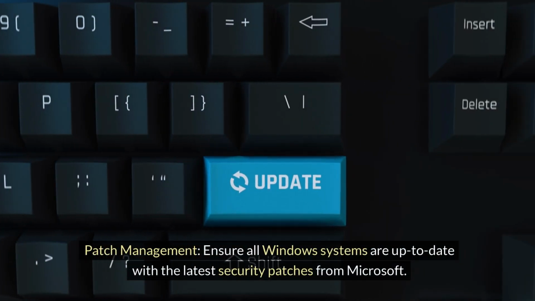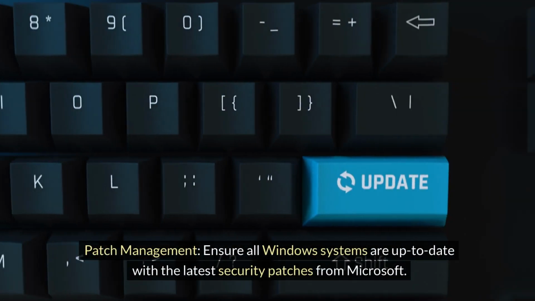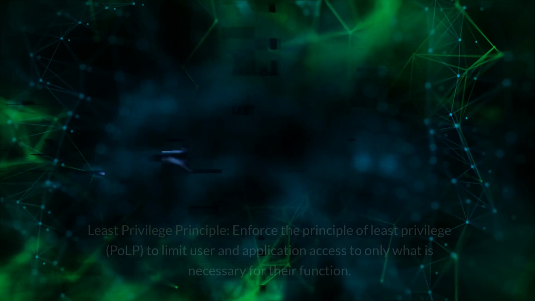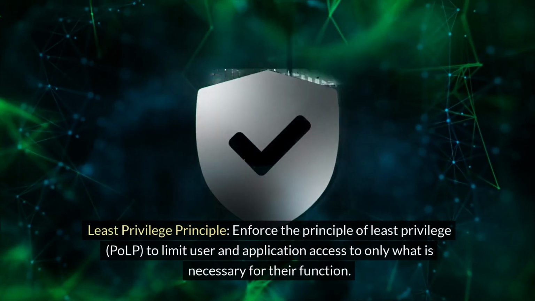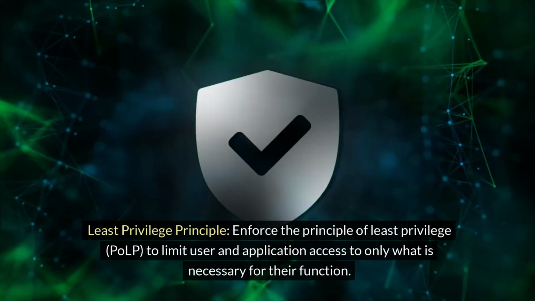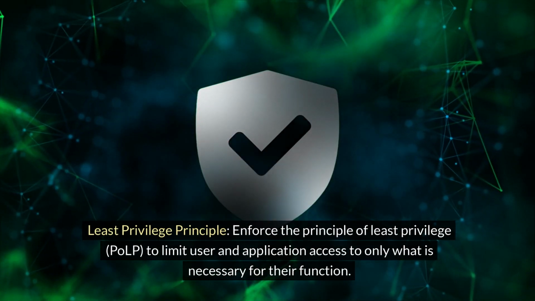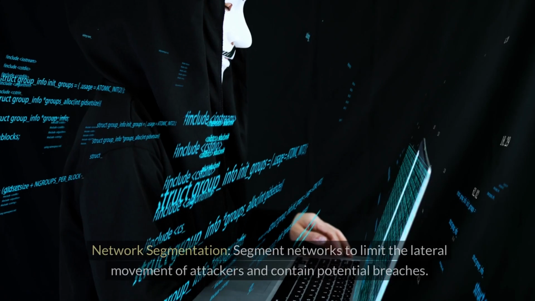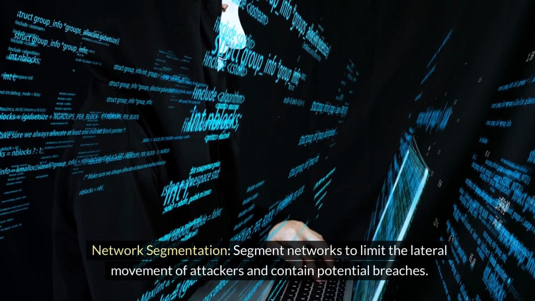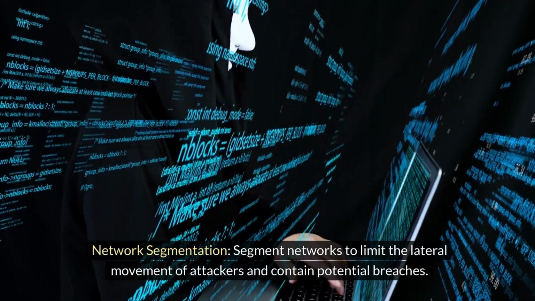Recommendations: Patch management. Ensure all Windows systems are up to date with the latest security patches from Microsoft. Regularly update and monitor patch management policies. Least privilege principle. Enforce the principle of least privilege, PLP, to limit user and application access to only what is necessary for their function. Network segmentation. Segment networks to limit the lateral movement of attackers and contain potential breaches.